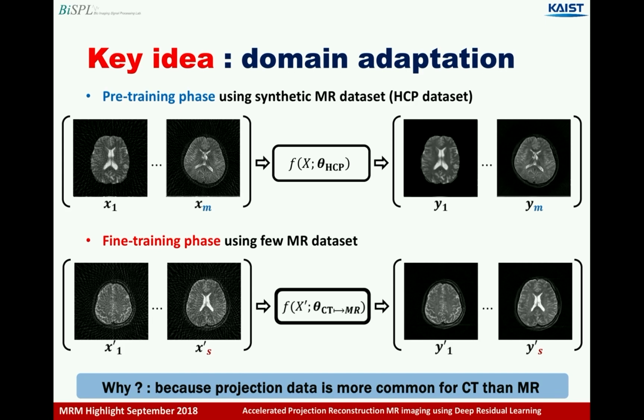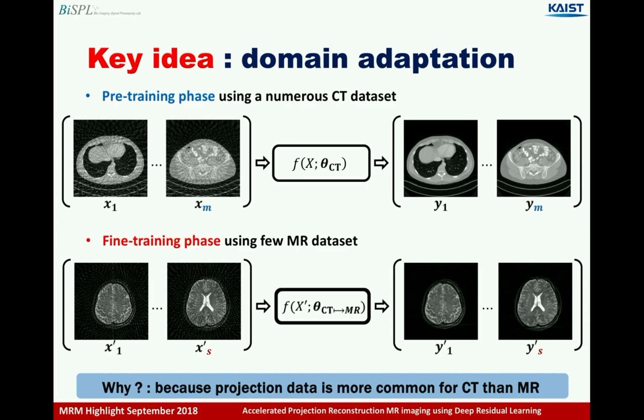The domain adaptation method consists of two parts. First is the pre-training phase using a synthetic MR dataset called the HCP dataset, or numerous CT datasets. Second is the fine-tuning phase using a few MR datasets. So why do we use domain adaptation? Because projection data is more common for CT than MR.